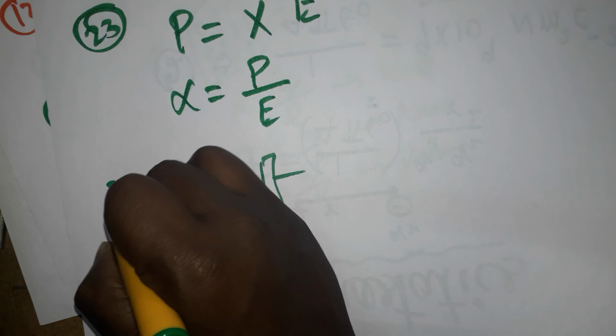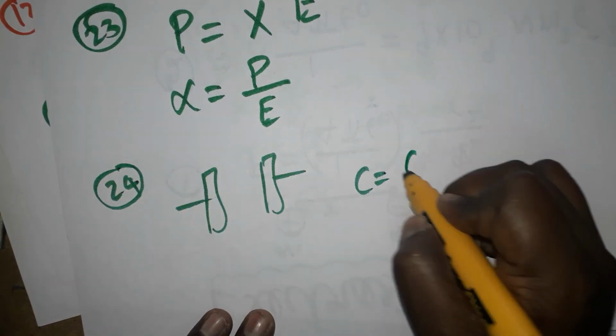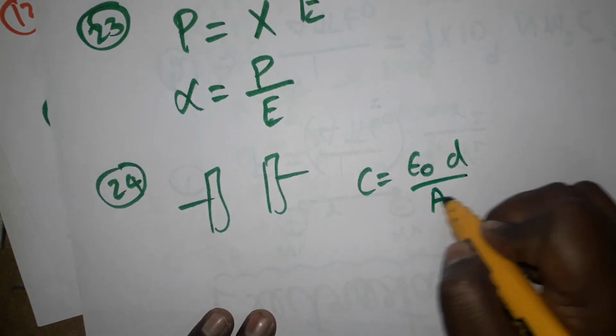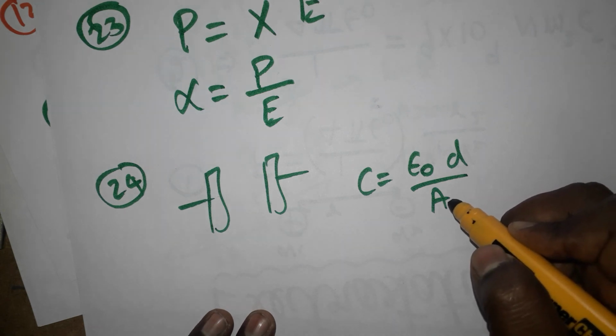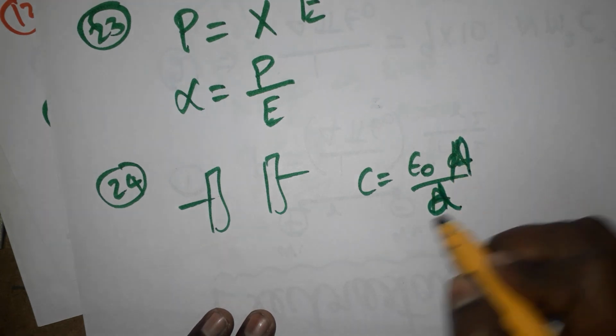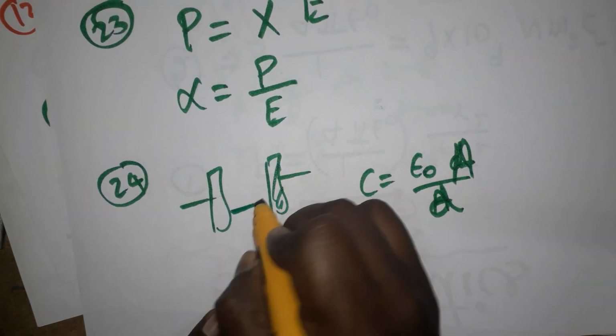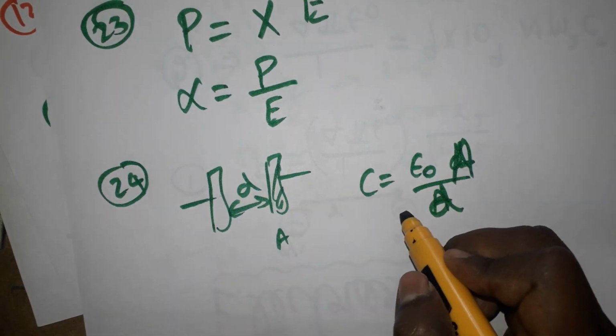Next, what is the capacitance of a capacitor when used as two parallel plates? It is the 24th formula. C is equal to epsilon naught times A divided by D. A is the area of the plate. D is the distance between the two plates.